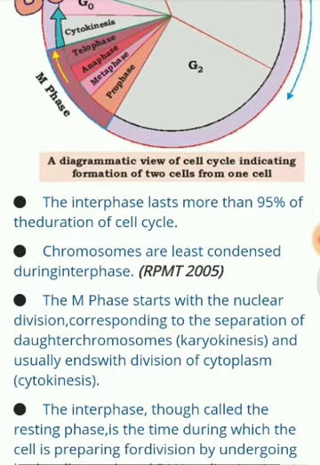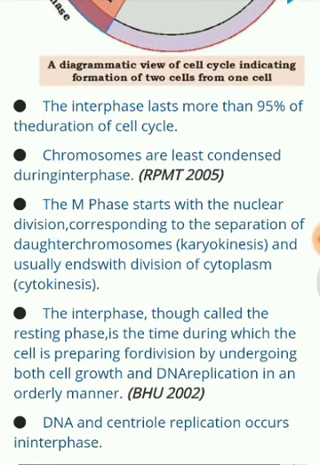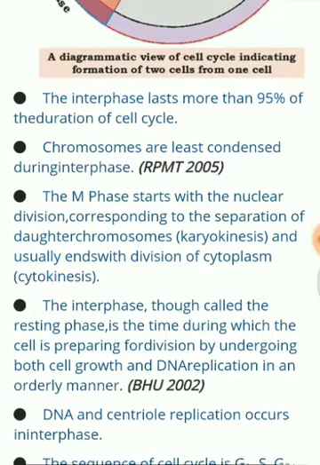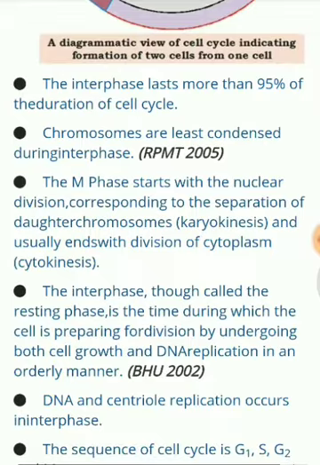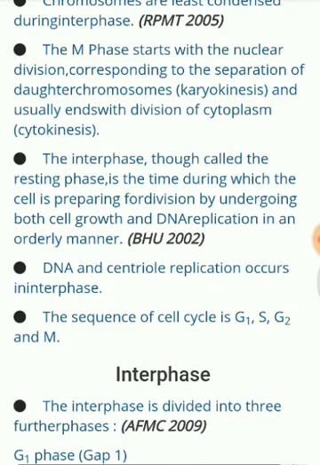Chromosomes are decondensed during the interphase. The M phase starts with the nuclear division, corresponding to the separation of daughter chromosomes, karyokinesis, and usually ends with the division of cytoplasm, cytokinesis. The interphase, though called the resting phase, is the time during which the cell is preparing for division by undergoing both cell growth and DNA replication in an orderly manner. DNA and centriole replication occurs in interphase.